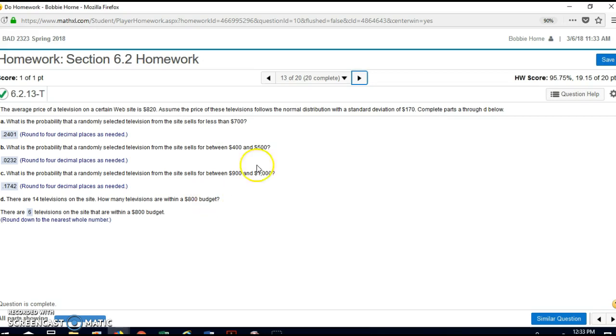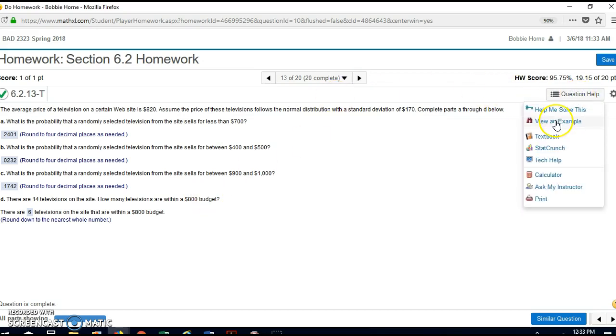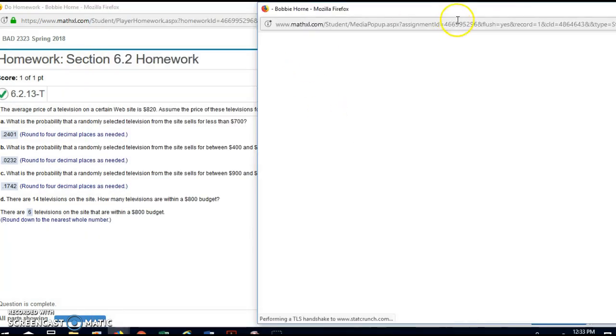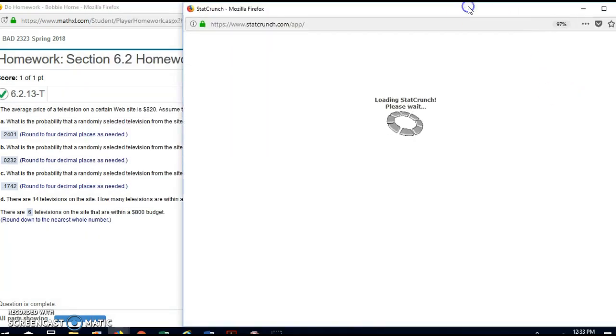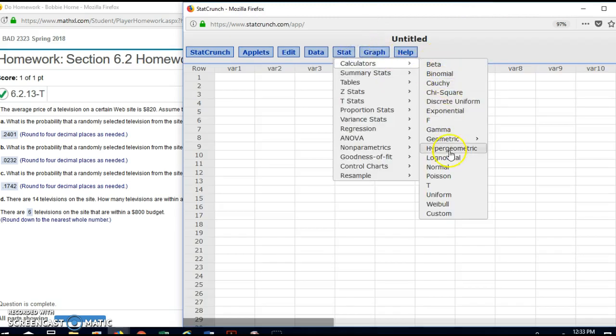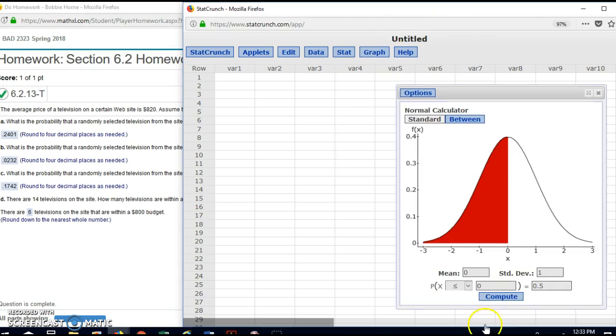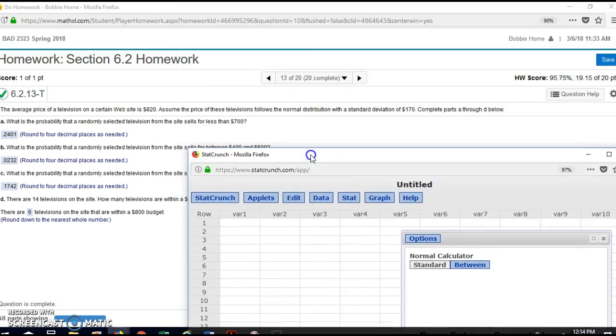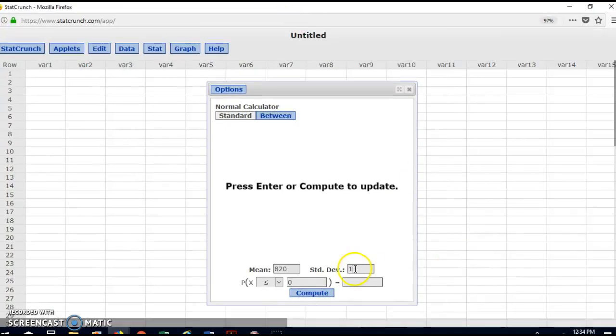So what we need to do is, first we need to open StatCrunch, I closed it out again. Please keep it open when you're working. Just minimize it so you don't have to keep going back. I guess it's just a habit for me to close it. So the mean is 820. The standard deviation is 170.